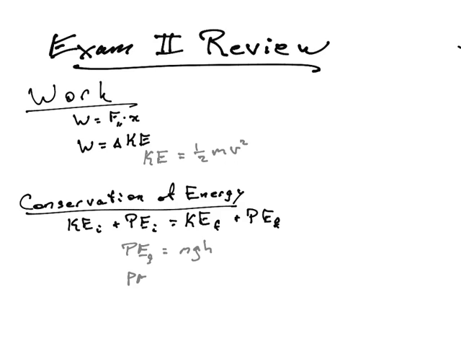The other type we needed to know was for springs. When you compress a spring or stretch a spring, you give energy to the system. The spring stores the energy, and it stores it using the equation 1/2 kx squared, where k, of course, is the spring constant, and x is how much you've stretched or compressed the spring. So these are two big topics.